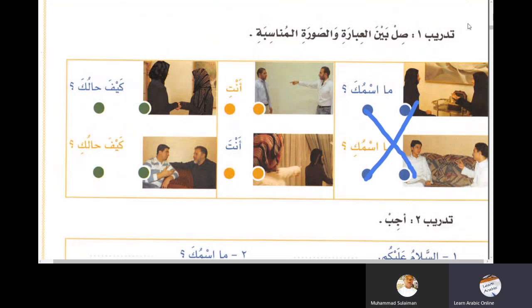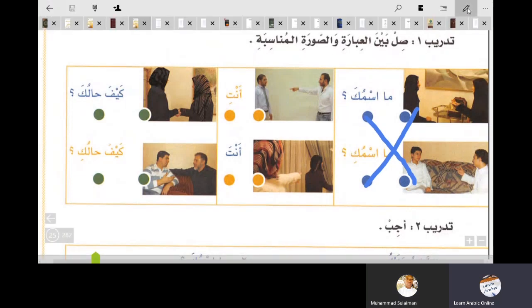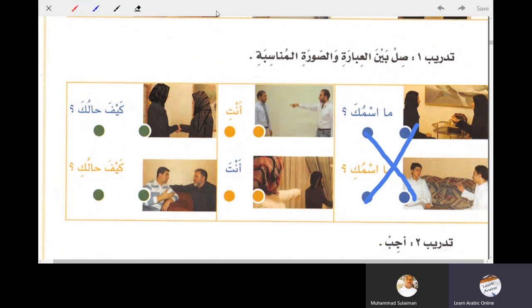Okay, in this question, we just need to join the phrase with the appropriate word like this. For example, masmuka is for male, masmuki for female. Now, this anti is for female, so I will join this yellow dot with this picture. And this anta is for male, so I will join this with this. Kaifa haluka is for male, so I will join it with this picture, and kaifa haluki with this picture, okay?